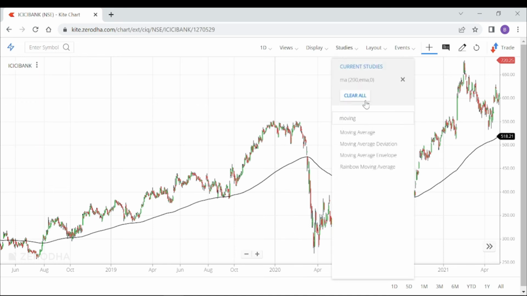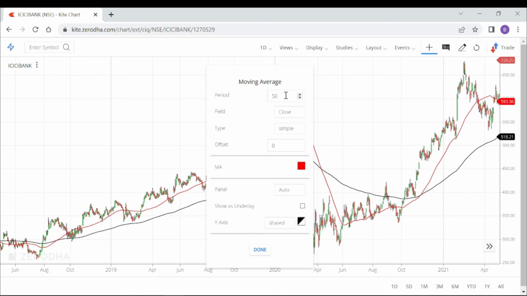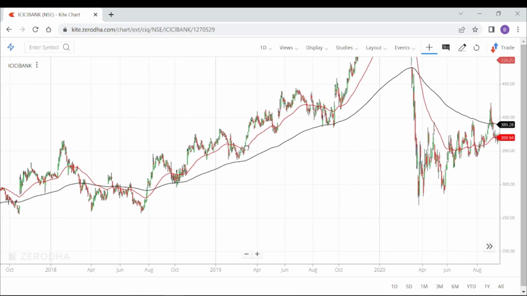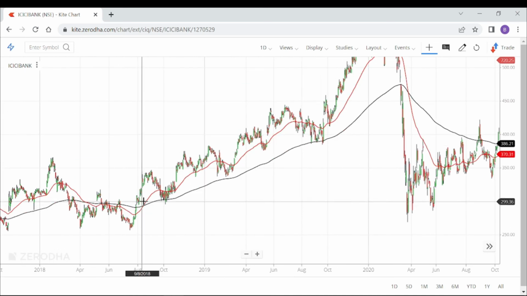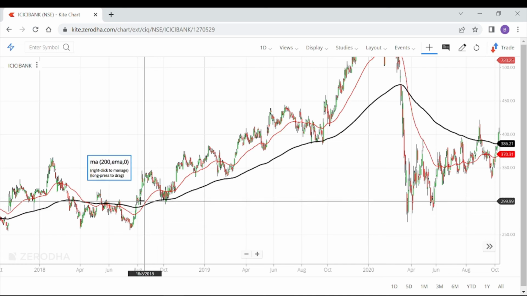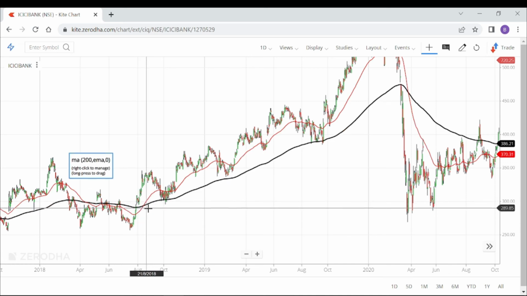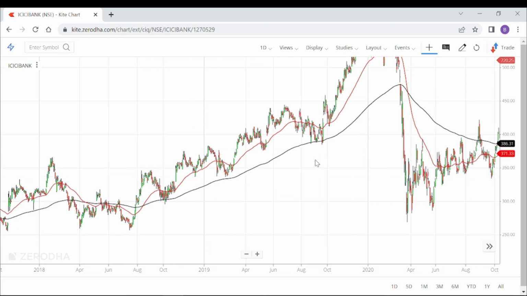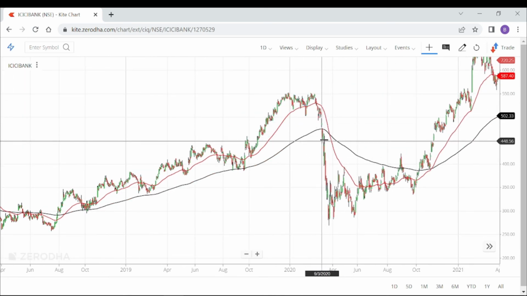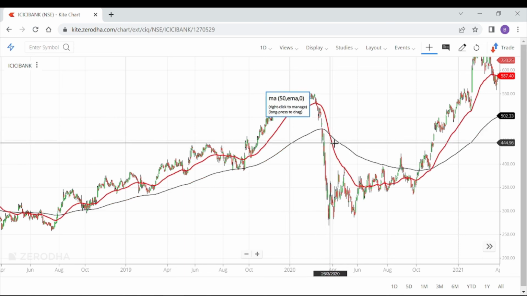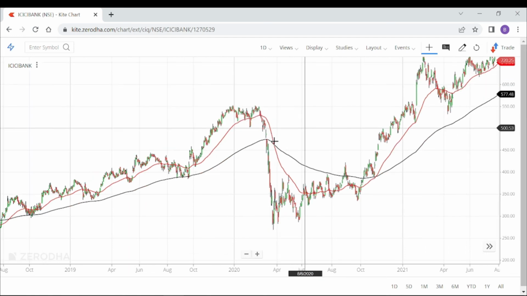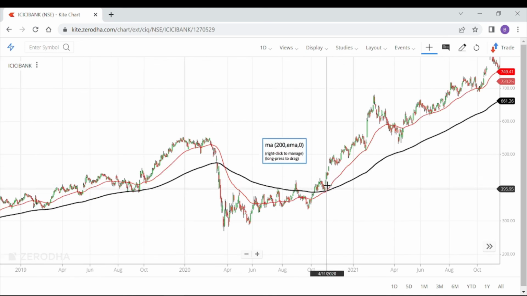Here there is already a 200-day EMA. Now let's suppose I want to add a 50-day EMA. Let's click on done. Here you can clearly see that as and when the 50-day moving average crosses the 200-day moving average, at this place where there is a crossover, you can go for a long. And wherever the red line crosses the black line again towards the downside, this is where you can exit from the stock or go for a short position. So this is how the crossover works.